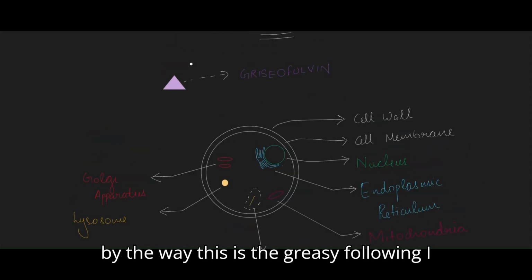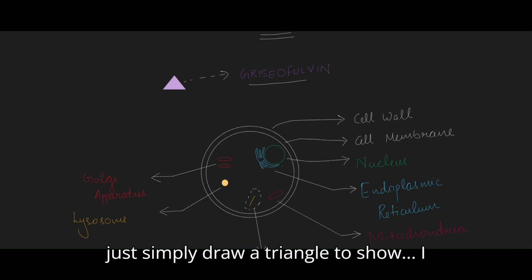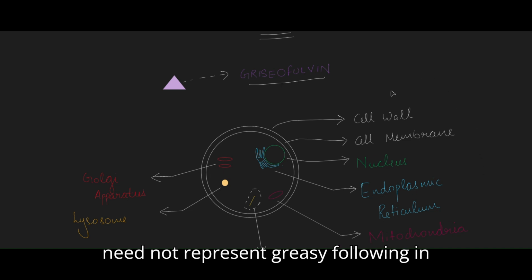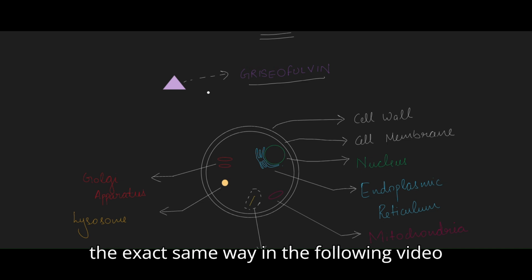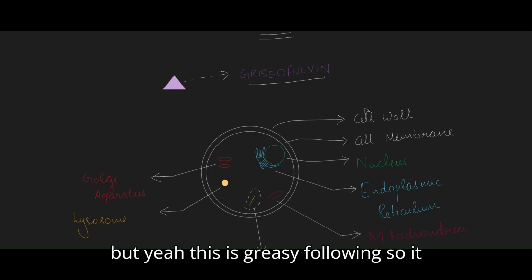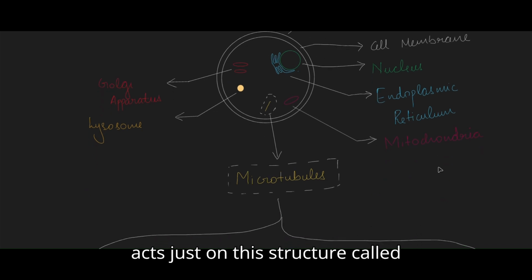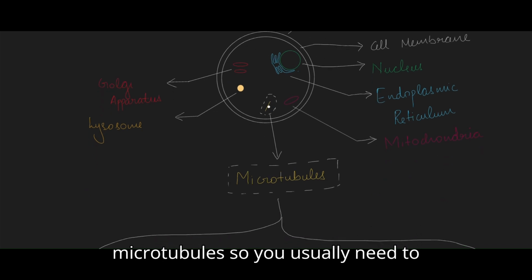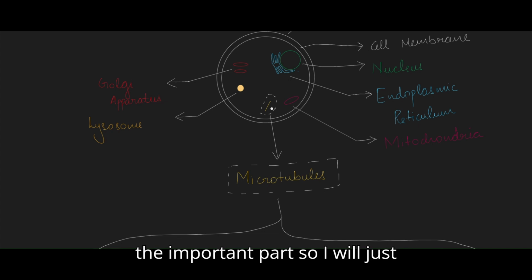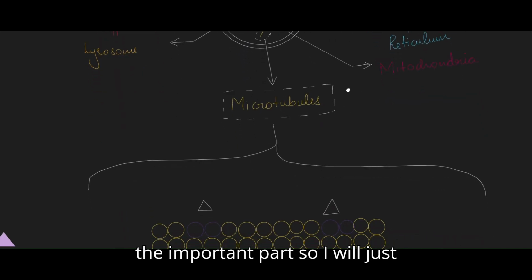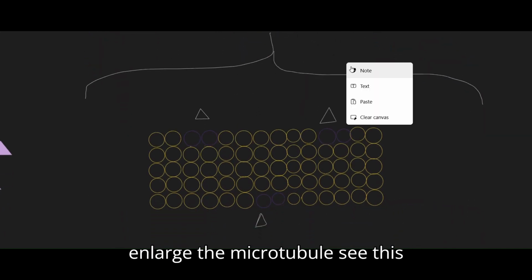And by the way, this is Griseofulvin. I just simply drew a triangle to show. I need not represent Griseofulvin the exact same way in the following video, but yeah, this is Griseofulvin. So it acts just on this structure called microtubule. So you just need to remember this one thing. This is the important part. So I'll just enlarge the microtubule. You see, this is microtubule.